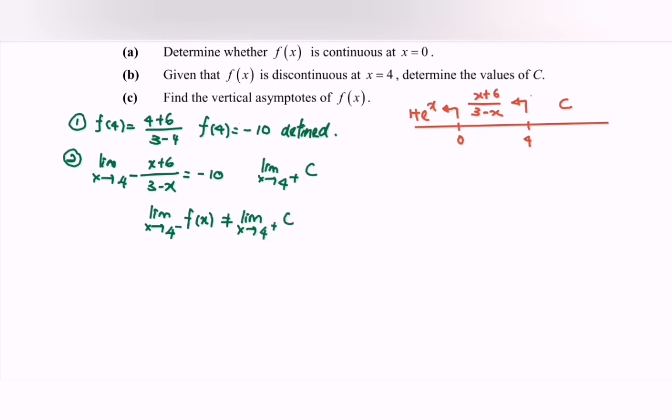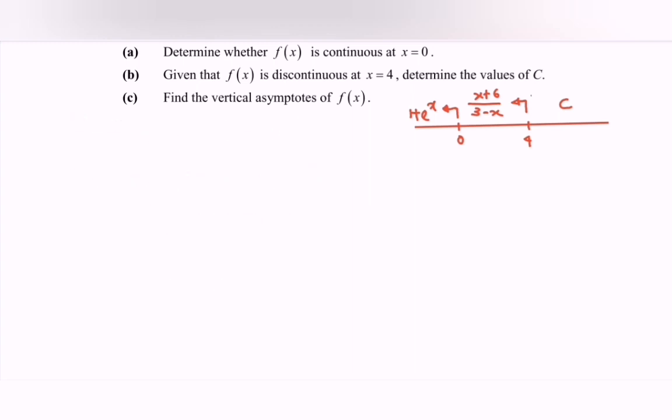So the situation is discontinuous, and the limits from both sides must not be the same. So the value of c cannot be equal to negative 10. Otherwise, if c equals negative 10, then f(x) would not be discontinuous at x equals 4. So the value of c can be any value except negative 10: negative infinity to negative 10, union negative 10 to infinity, where negative 10 is not included.